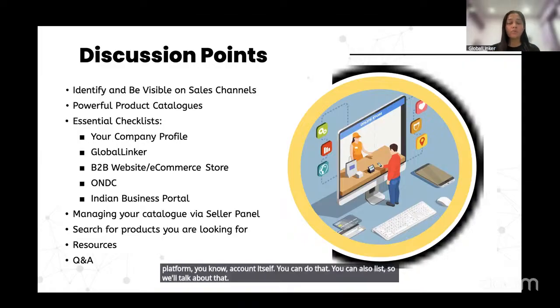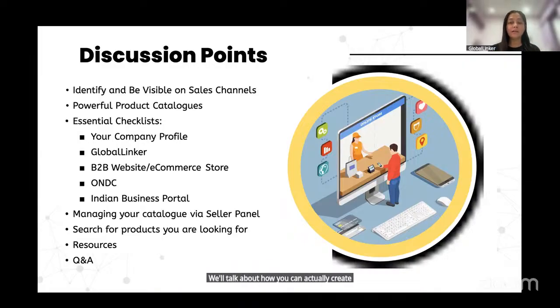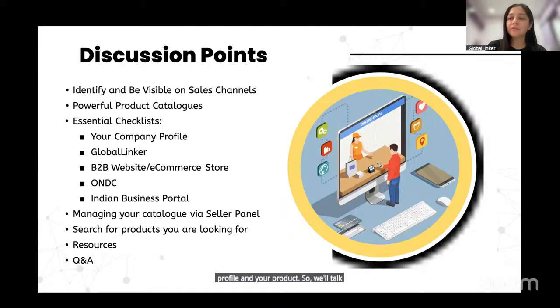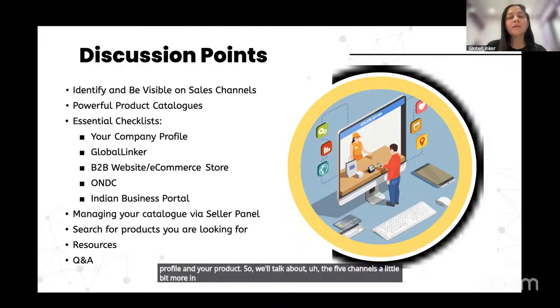We'll talk about how you can create a great, powerful product catalog. Whatever you list anywhere on the platform is also getting listed on the web. It's very important that you know how you add your products so that it gives you maximum visibility, and it also drives results and traffic to your profile and your product. So we'll talk about the five channels a little bit more in detail, and we'll move on to some resources, and even you can start searching for products on globalLinker.